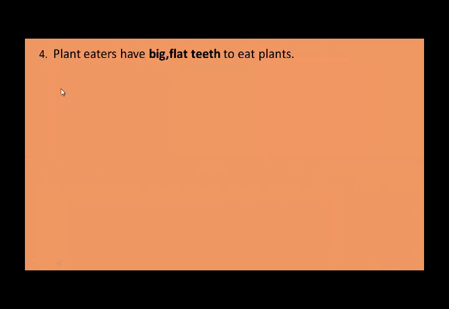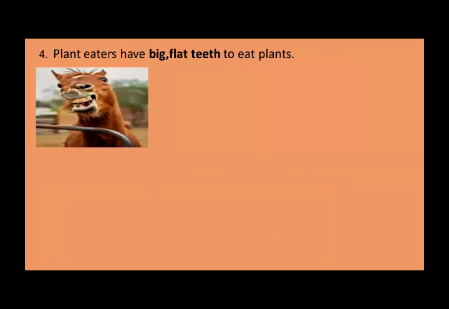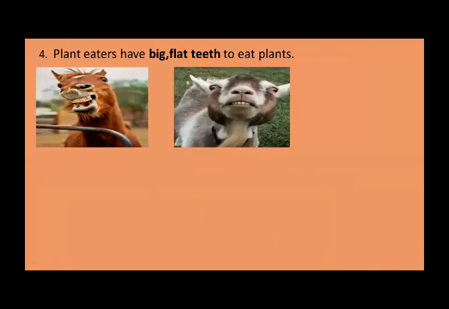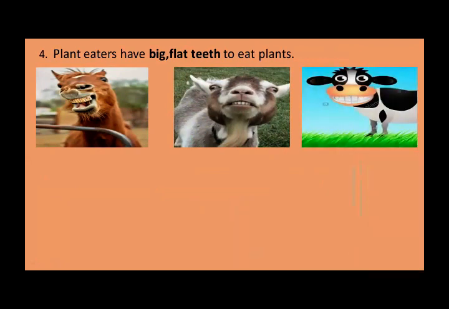And the fourth is plant eaters have big flat teeth to eat plants. Beta, who are plant eaters? Tell me the answer in the chat box. Who are plant eaters? Very good. Plant eaters are called herbivore. Herbivore, that means plant eaters. Like horse, like goat, like cow.